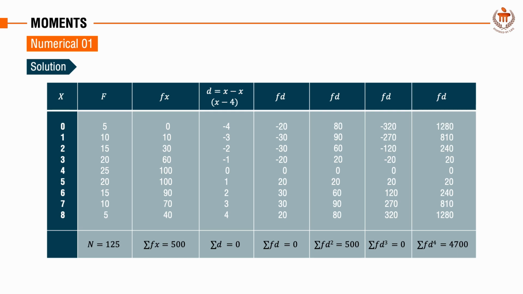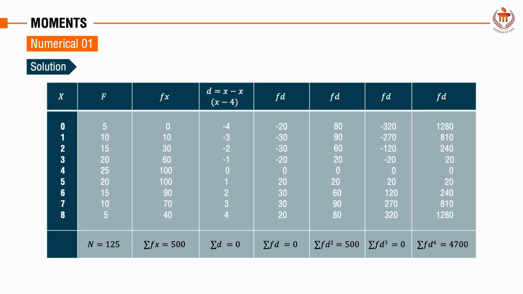And then the d values we got, we can take the cube. So minus 4 cube is minus 64, minus 3 cube is minus 27, minus 2 cube is minus 8, minus 1 cube is minus 1, 1 cube is 1, 2 cube is 8, 3 cube is 27, 4 cube is 64. And then we multiplied these values with f, got f into d cube, and took the sum of that. So the sum of f into d cube is 0.